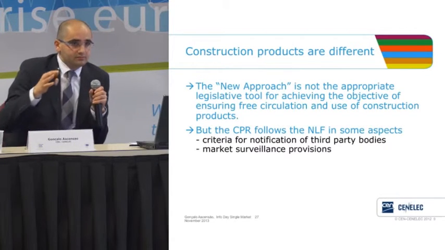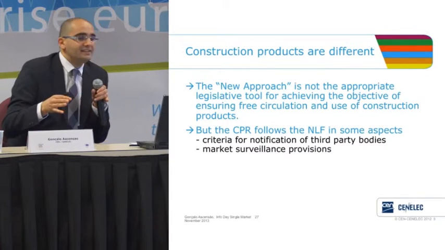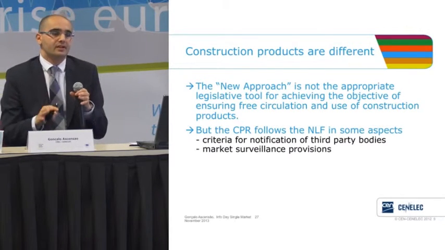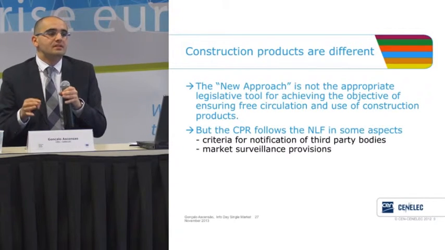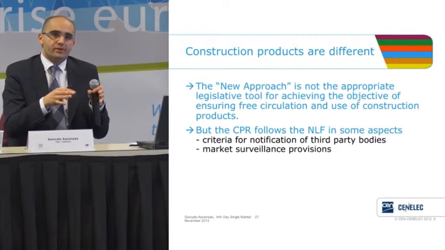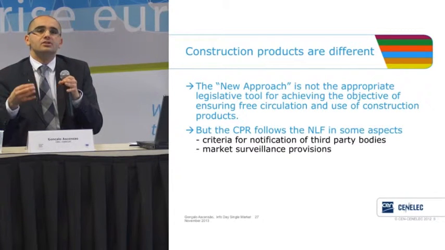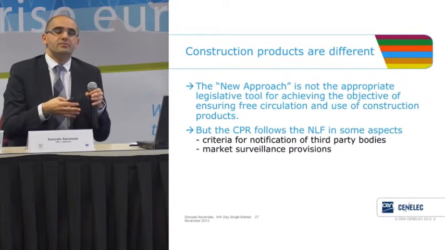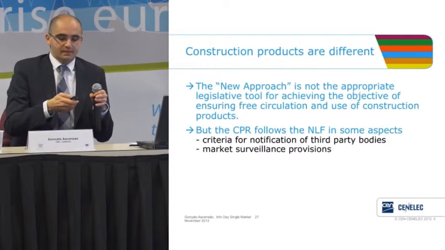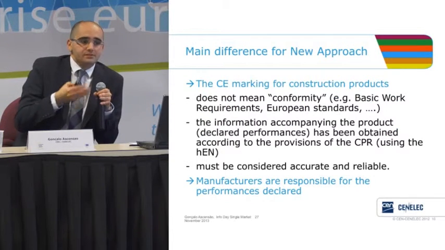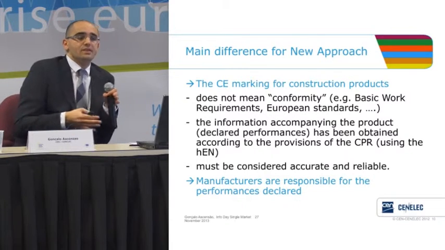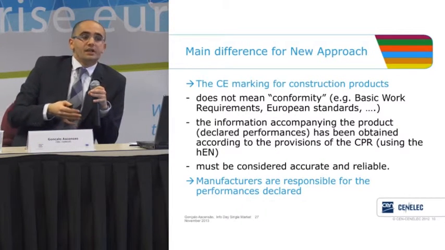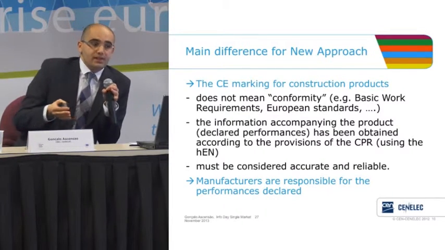Now, as I said, the new approach directive, the Construction Products Regulation and the Construction Products Directive are not following completely the same principles. The Construction Products Regulation is also following the new legislative framework. So the criteria for notification and third parties, and the market surveillance provisions are the same as in the new approach. But the main difference: CE marking for a construction product doesn't mean conformity to the basic work requirements, for instance, of the Construction Products Regulation. It doesn't mean conformity with the European standard.